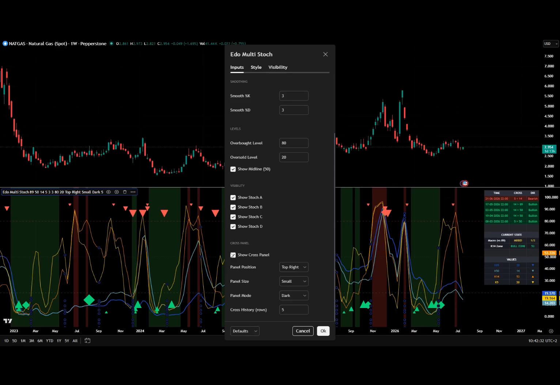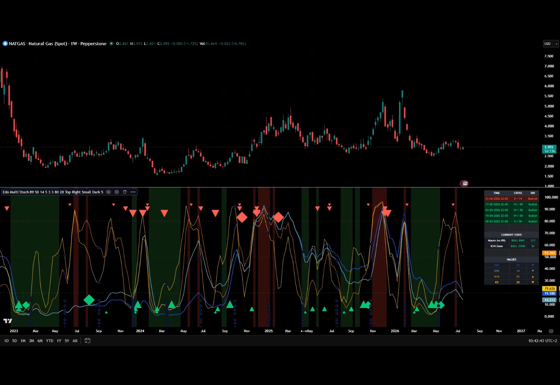And the panel has its own block, whether it is shown, where it sits, its size, dark or light theme, and how many crosses of history it keeps. On natural gas weekly the defaults already do the job. Change the periods only if your instrument really asks for it.